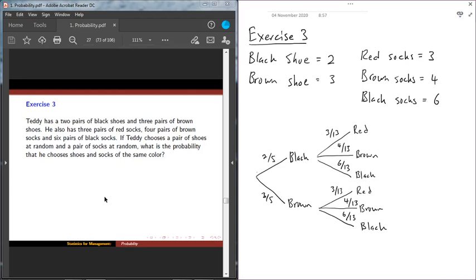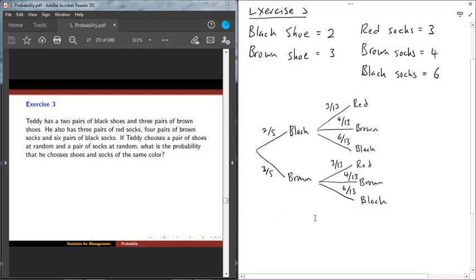Okay, if you do this exercise, your tree diagram should look like this. If all of you get this kind of tree diagram, that is good. Any problem getting this tree diagram? All of you get this tree diagram? Yes, Doctor.